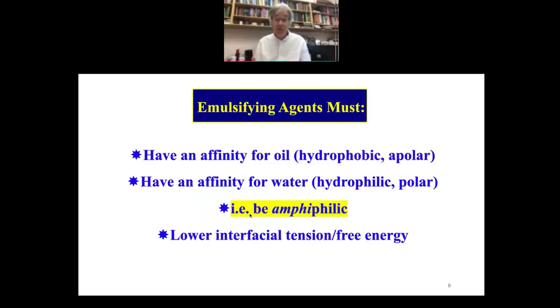So emulsifying agents, they need to be amphiphilic materials that will adsorb partially on the oil phase and partially on the water phase, and reduce the free energy, reduce the interfacial tension because of that amphiphilic nature that they have. And so if you have a molecule with two components to it, and one component can dissolve in one phase, the other in the other phase, then they will move to the interface and lower the interfacial tension between the two phases.